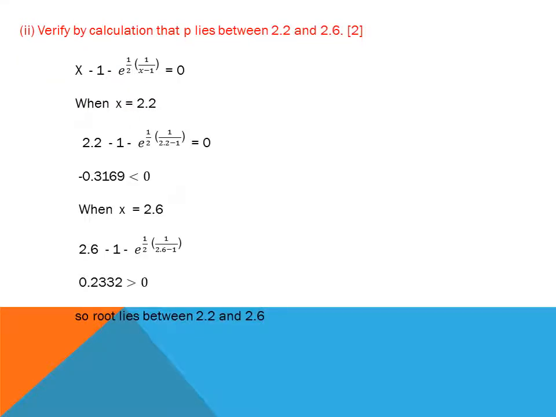Verify by calculation that p lies between 2.2 and 2.6. It's a very easy part. I take all the variables on the left hand side and put in the values. First I put the value 2.2 in place of x, then I put the value 2.6. When I put 2.2, I found that it is less than 0, minus 0.3169. When I put 2.6, I see that this value is greater than 0, 0.2332. It means there is a change of sign. When there is a change of sign, it means the root lies between these 2 points, 2.2 and 2.6.